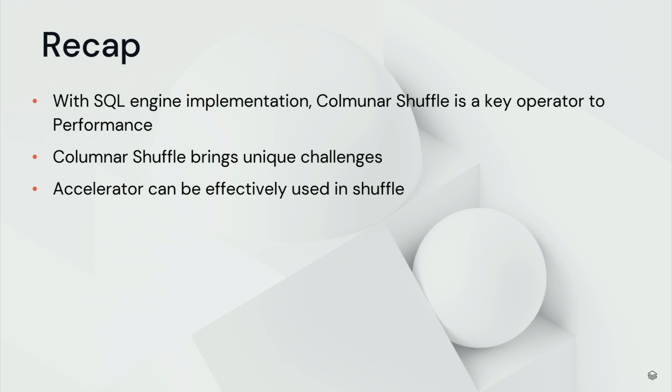And in summary, the first one is that with the native SQL engine implementation, the columnar shuffle is a key operator, and you see it's almost 1/3 of the total performance. The second one is that the columnar shuffle has its unique challenges. It's different from the row-based shuffle. We need to do lots of experiments and find the best solutions. And even till now, I believe it's still not optimal. We still need to optimize it. And also, accelerators can be effectively used in the shuffle here. Okay, that's all. Any questions?